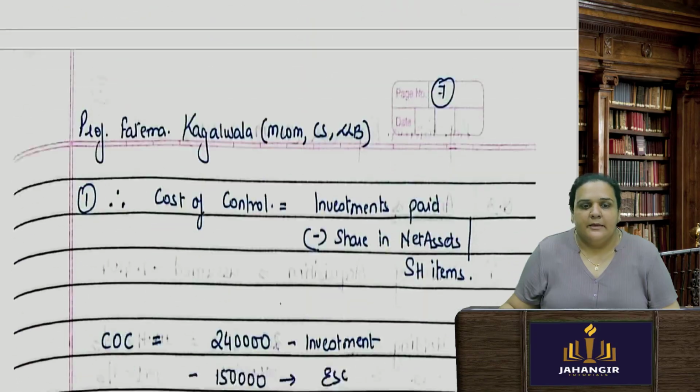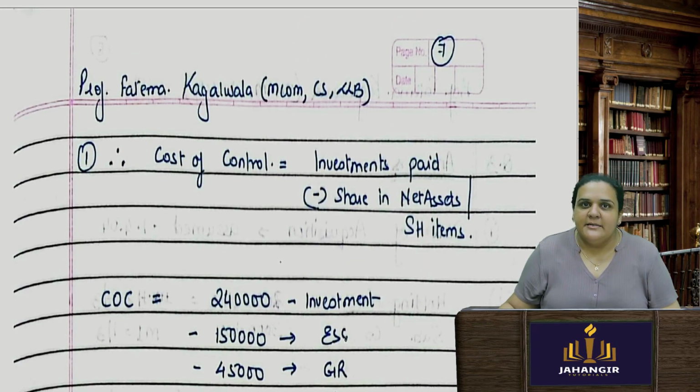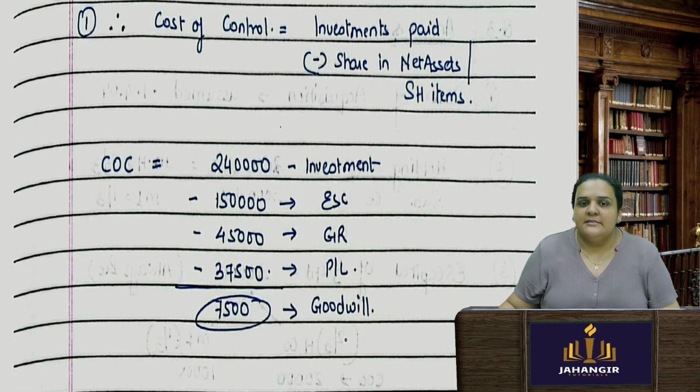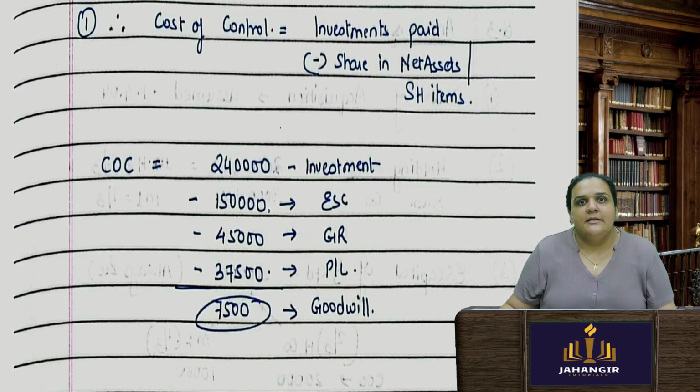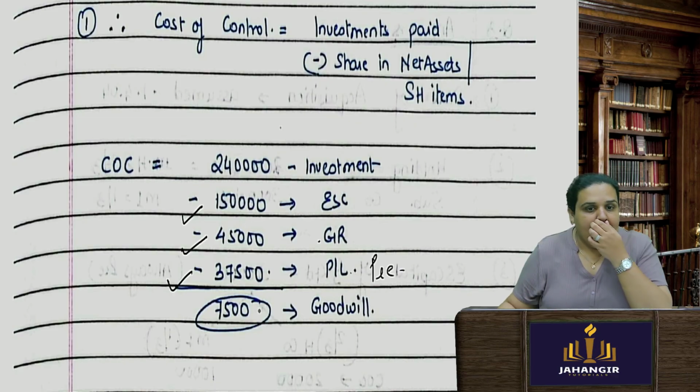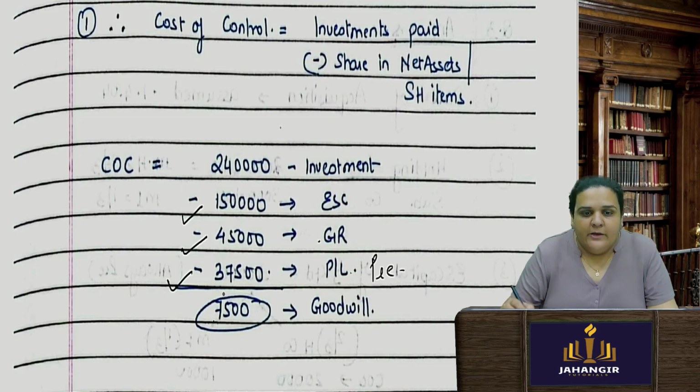Pre and post P&L. Okay, so cost of control, investments paid minus share in the net assets. What was my share in the net asset? Investment, so I will get directly from the balance sheet. Here they have given me 2,40,000 as my cost of investment. Minus share in the net assets of shareholder items. Equity share capital we calculated, minus it. General reserve minus, P&L pre, minus it. So when you subtract everything from 2,40,000, this is a positive number. When you subtract, you will get 7,500 as goodwill.